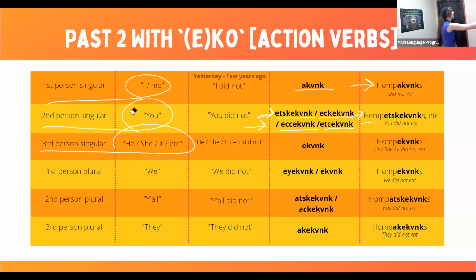So third person, he, she, it. Oh, I had the eraser out. I was like, how did that happen? Okay, there you go. He, she, it.